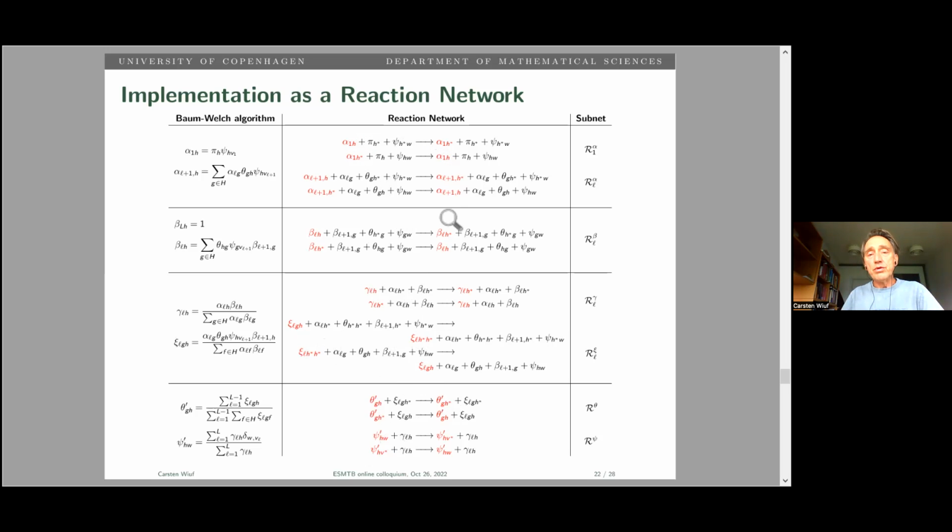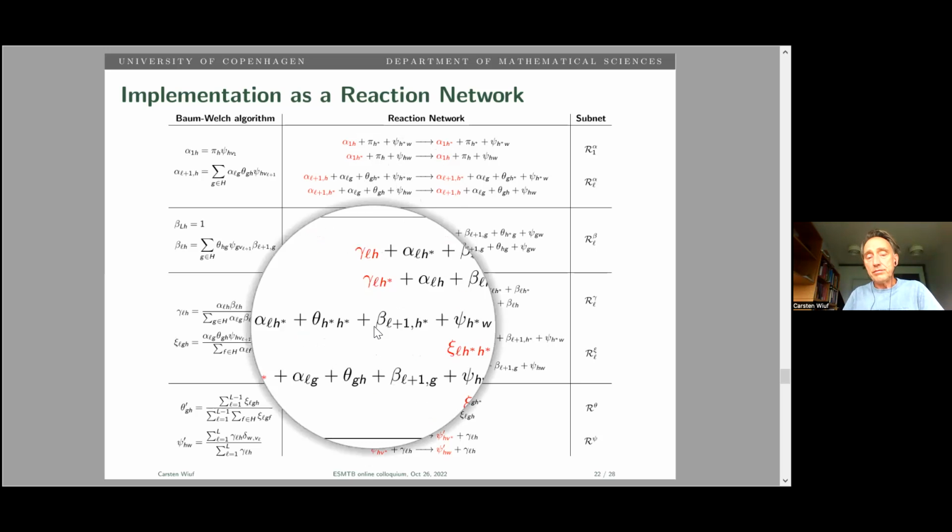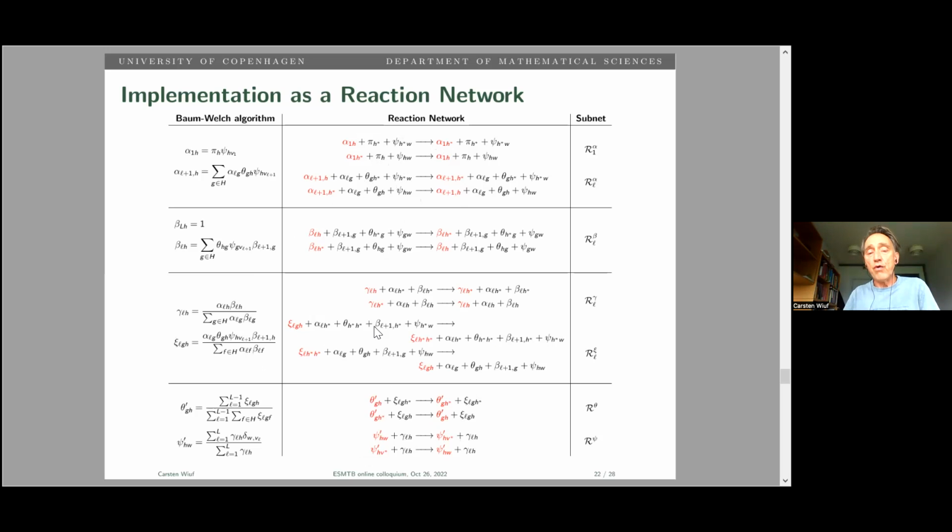And finally, one could essentially identify psi with psi prime and phi with phi prime, and then run it as one system. That means that phi would be continuously updated and psi would be continuously updated. So that gives three different ways of running this reaction network, and we are interested in knowing to what extent it does the same as the Baum-Welch algorithm.